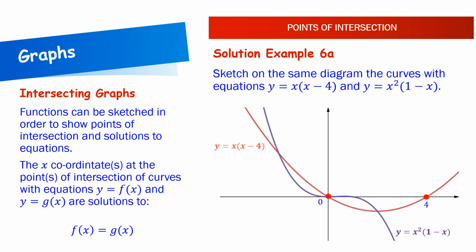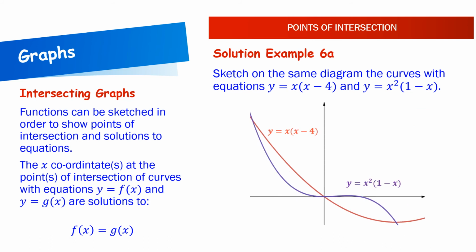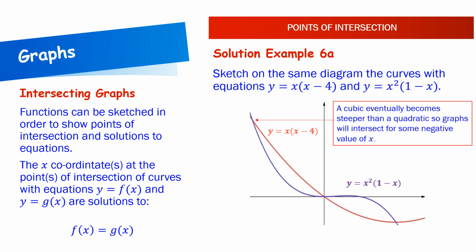And here's y equals x squared times 1 minus x. The cubic cuts the x-axis at x equals 0 and x equals 1. Now a cubic will eventually become steeper than a quadratic, so the graphs will intersect for some negative value of x.